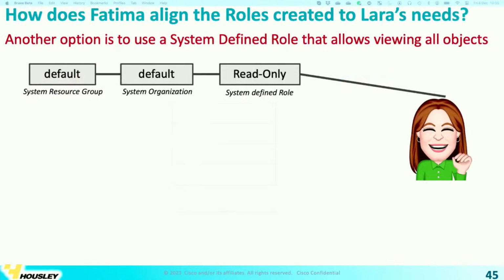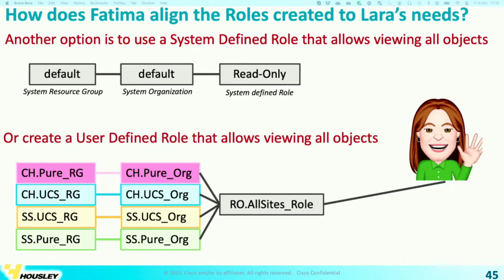But there's another option. I could use the system-defined read-only role and link Lara to that. And that's automatically linked to the default system organization, the default resource group, where she's good. Or I could create another user-defined role that allows viewing all objects. That would work as well. In fact, I've gone a bit overboard there because some of these things turn up twice. Yeah, that gives all four of them. That's good. Okay. I could just create a new read-only role for all sites and give her that.